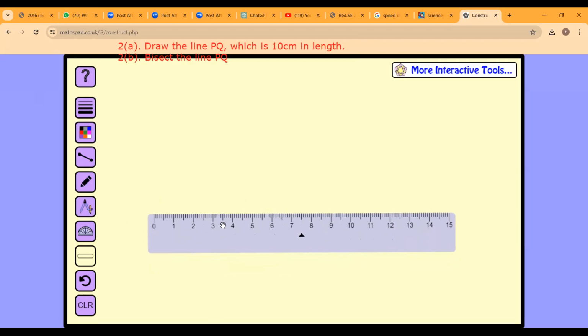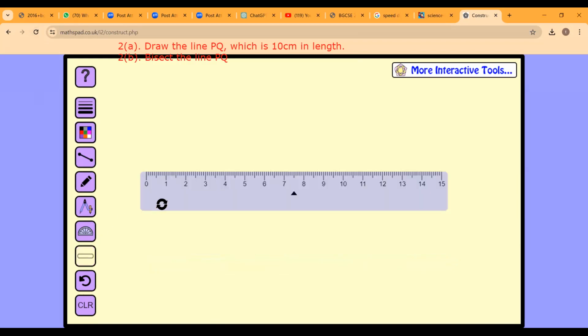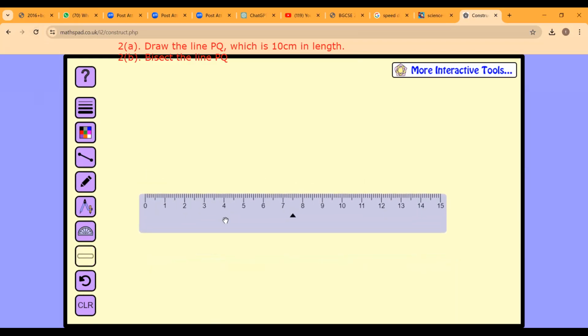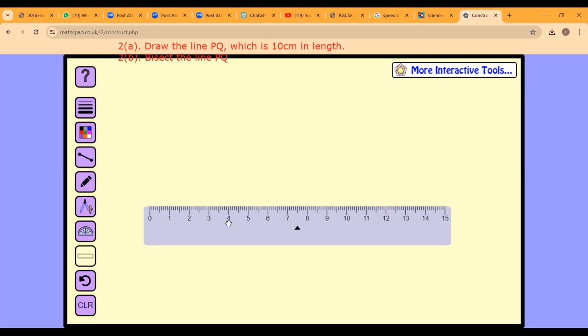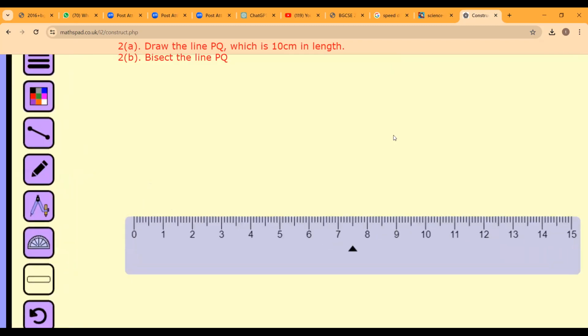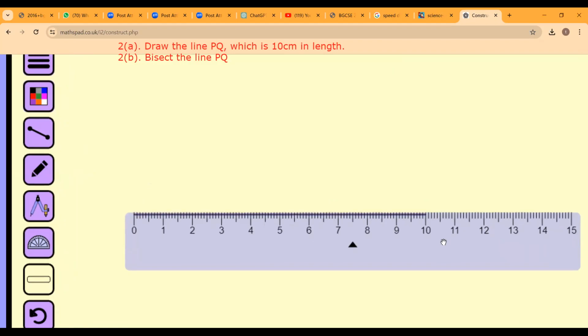We have to always start from 0. Whenever you are drawing the line, you have to start at 0. So we're gonna go from 0 all the way to 10. So we have something looking like that, from 0 all the way to 10.